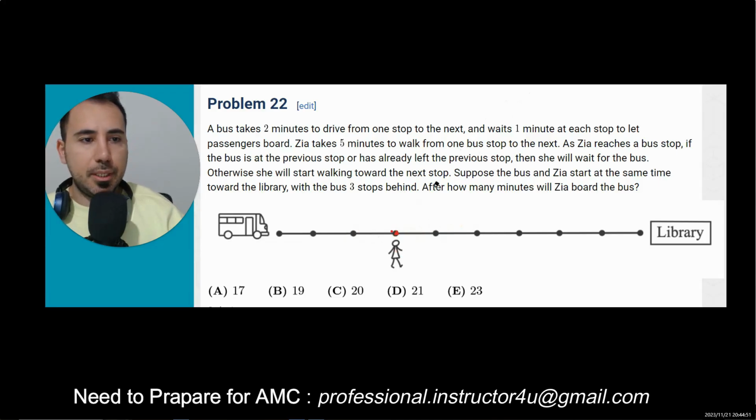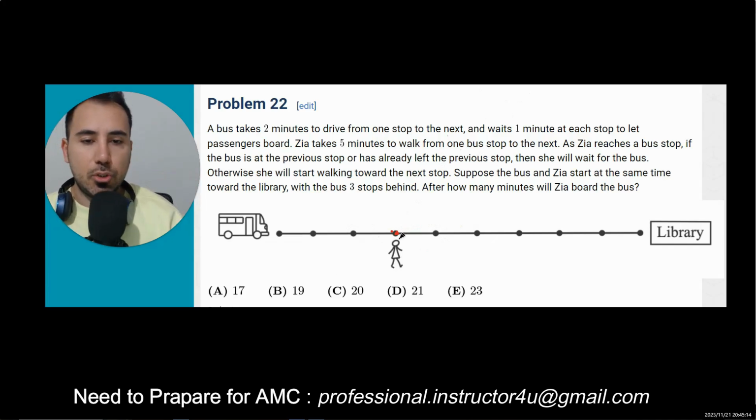So let's just keep reading. Otherwise, she will start walking toward the next stop. Suppose the bus and Zia start at the same time toward the library with the bus 3 stops behind. After how many minutes will Zia board the bus? Okay, just see it like there is a story, right? See it as if you are the person.